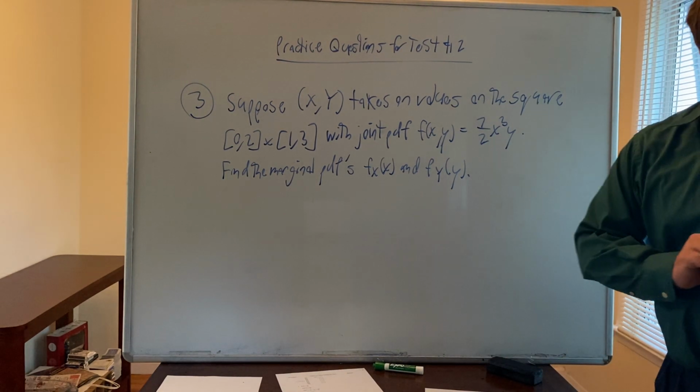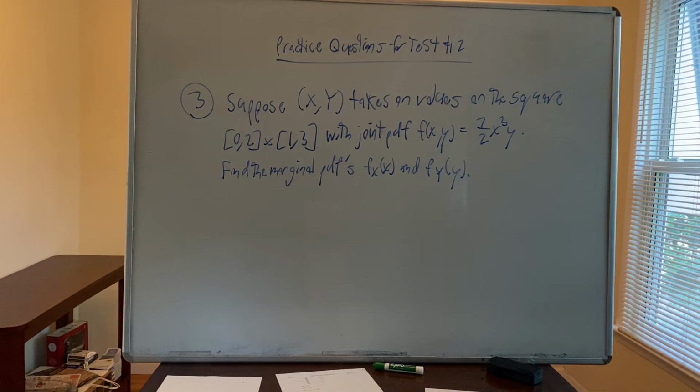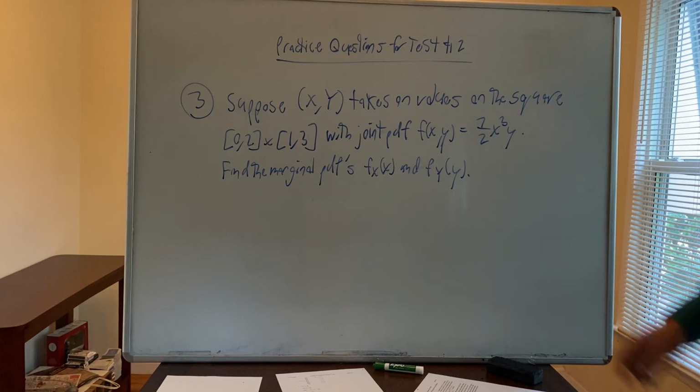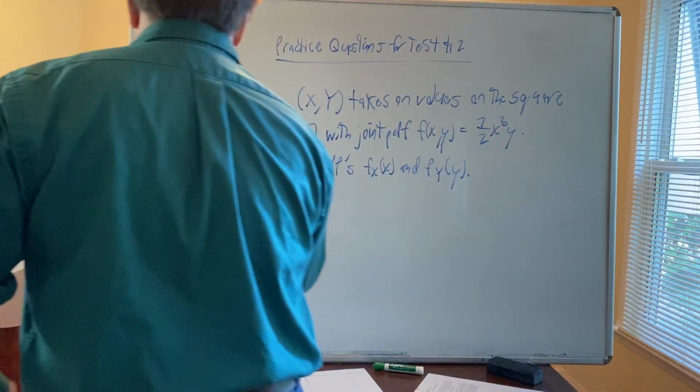Okay, suppose (X, Y) takes on values on the square (0, 2) cross (1, 3) with joint PDF f of x comma y equals 7/2 x cubed y. Find the marginal PDFs f sub X of x and f sub Y of y. Okay, so the solution.